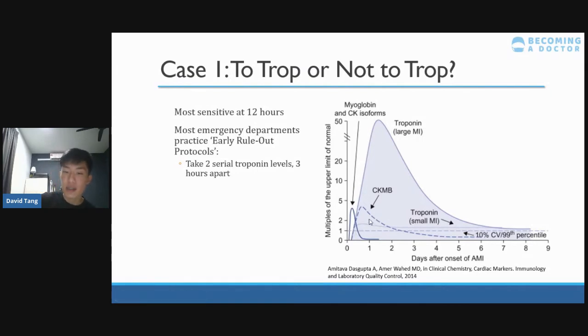Let's say the patient presents on day 1, 5 hours after onset of chest pain. You would have around this level of troponin rise. And if you repeat it in 3 hours, you can see a dynamic change of troponin. And this forms the basis of the NHS or the NICE recommendation for early rule-out protocols. So you take 2 serial troponins 3 hours apart, and that would confidently help you rule out non-cardiac or non-ischemic events.